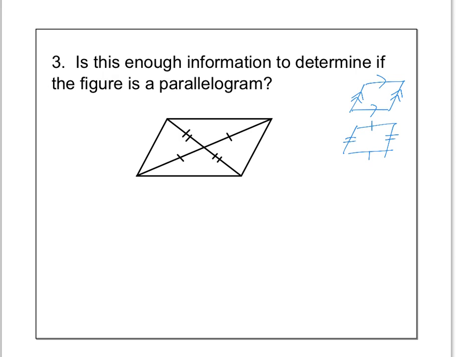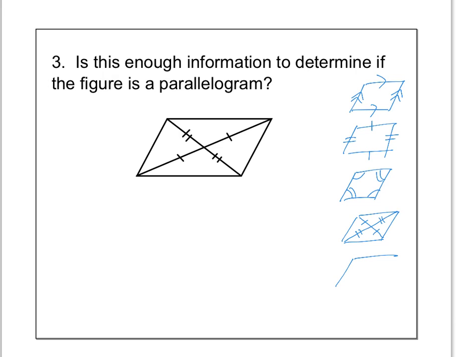If you were given a picture like that, that would be enough to know that it is a parallelogram. The third way is if opposite angles are congruent. So the angles across from each other, if they're the same size, it's a parallelogram. The fourth way is if the diagonals, these things that I just drew in, cut each other in half, if they bisect each other. If that is given, then that is enough to know that it's a parallelogram.